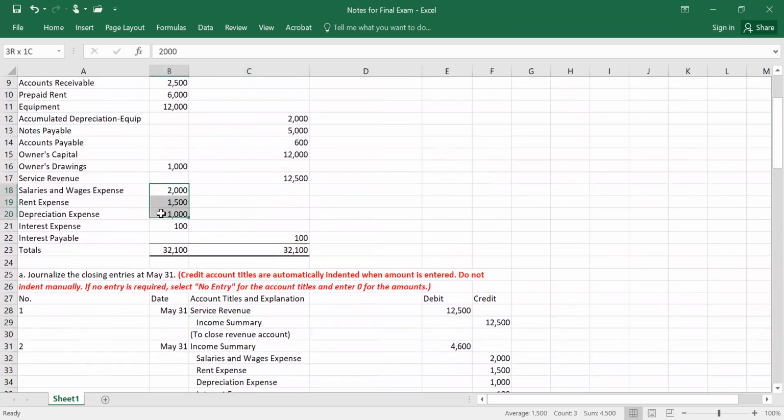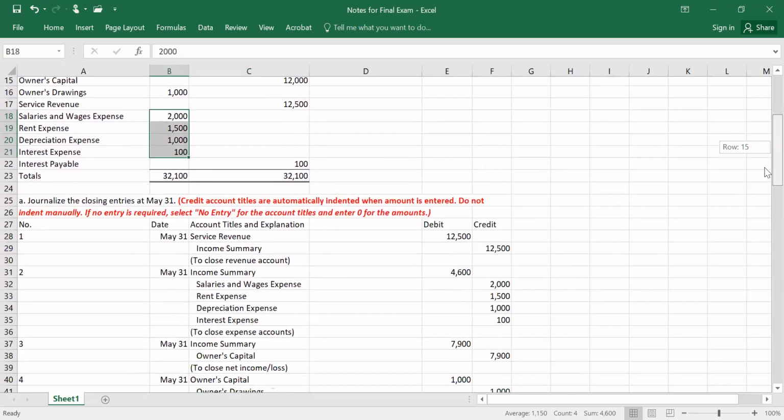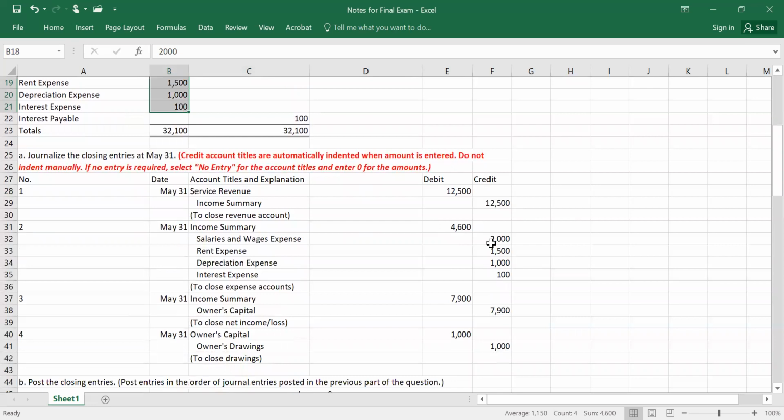These are our expense accounts we have to close out. Since they normally have a debit balance, we're going to have to credit them. So we're going to credit salaries expense for 2,000, rent expense 1,500, depreciation expense 1,000, interest expense 100. If you add that up, it's 4,600. We're going to debit income summary for 4,600.